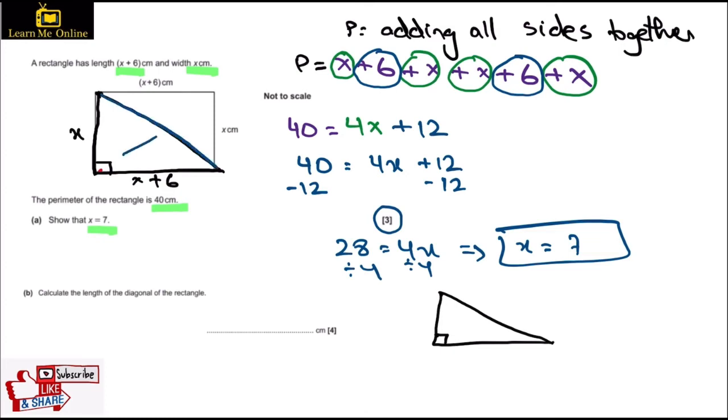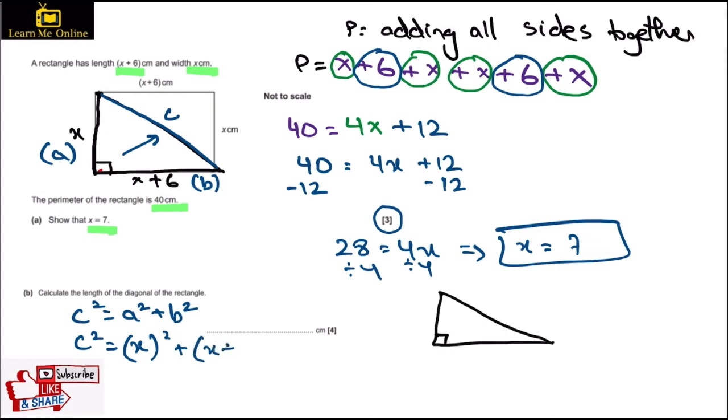First of all, we're going to label that. What's this called? This is a hypotenuse. We label it with the letter C. The other two of them are A and B. To find out any missing length of a right angle triangle, we use Pythagoras Theorem, which states that c square equals a square plus b square. We are finding out c square, where a is x, so I'm going to write down x square, plus b is x plus 6, so I'm going to write down (x plus 6) square.